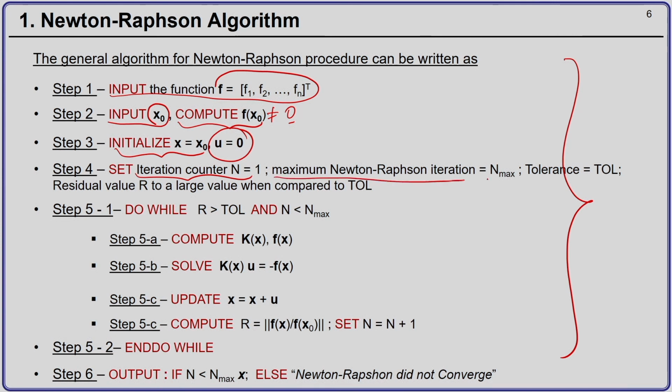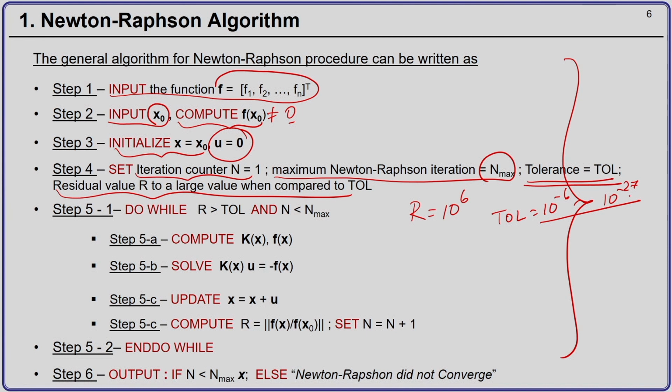We also set the maximum number of Newton-Raphson iterations. We set the tolerance for the convergence. Okay. And there is a residual value r which is set to a very large value when compared to tolerance. Okay. So, I said that at that time r may be set to 10 to the power 6 or something like this, which is a very high value, and tolerance we can set to a low value like 10 to the power minus 6, and sometimes it goes all the way up to 10 to the power minus 27 like this. Okay. So, you can set the tolerance to a really low value.